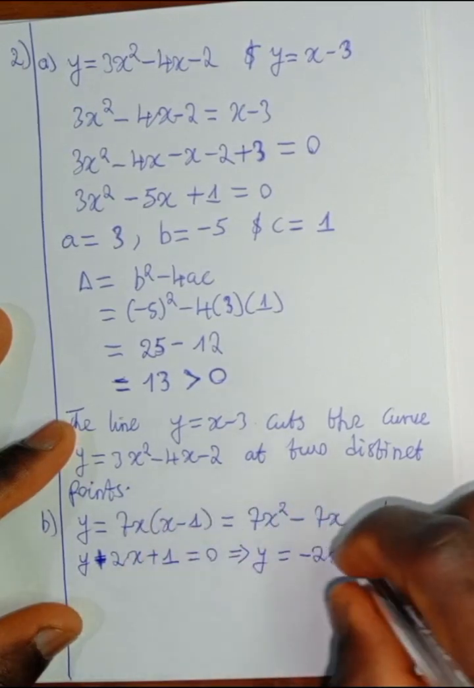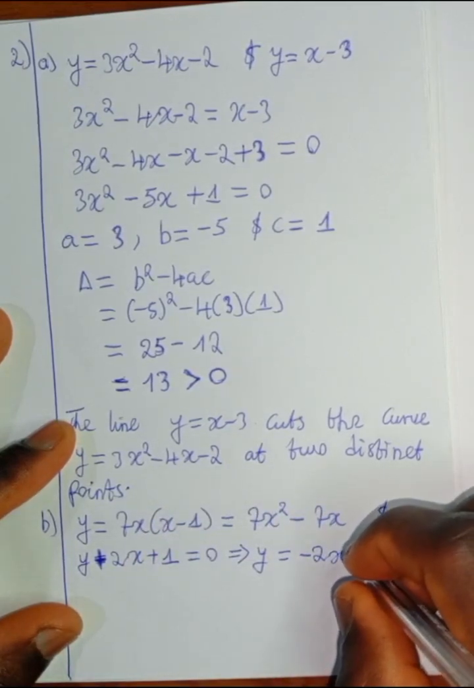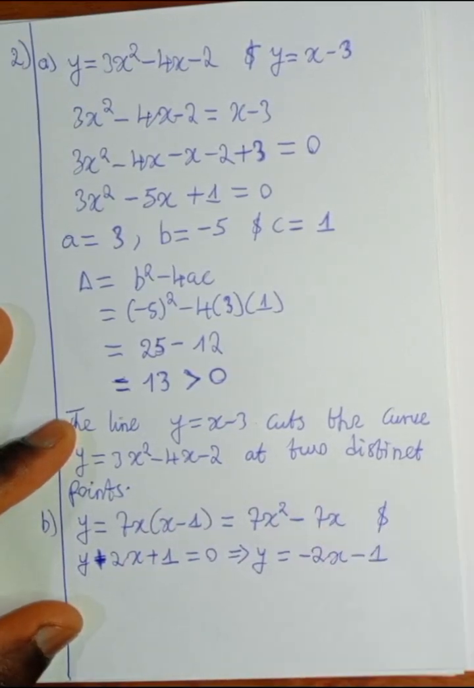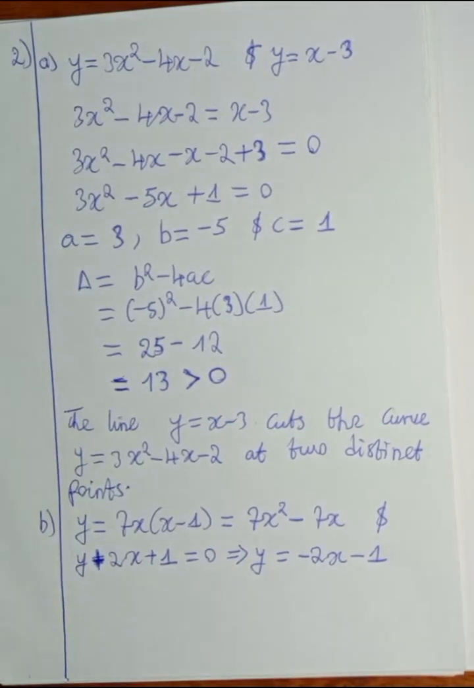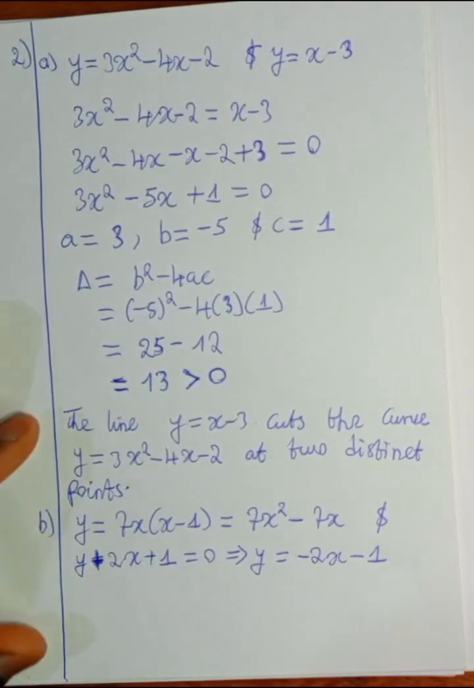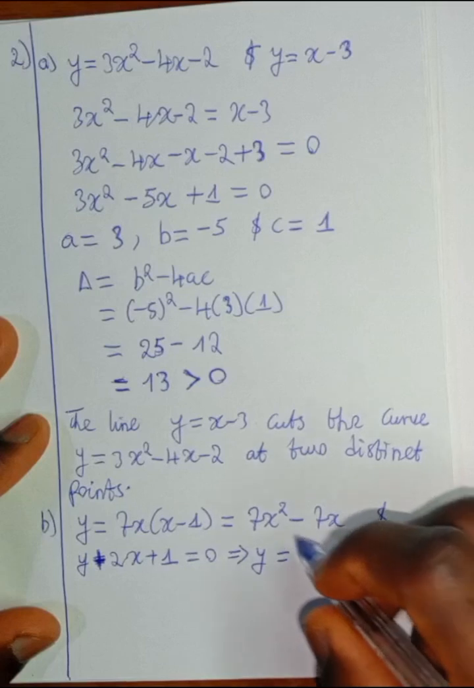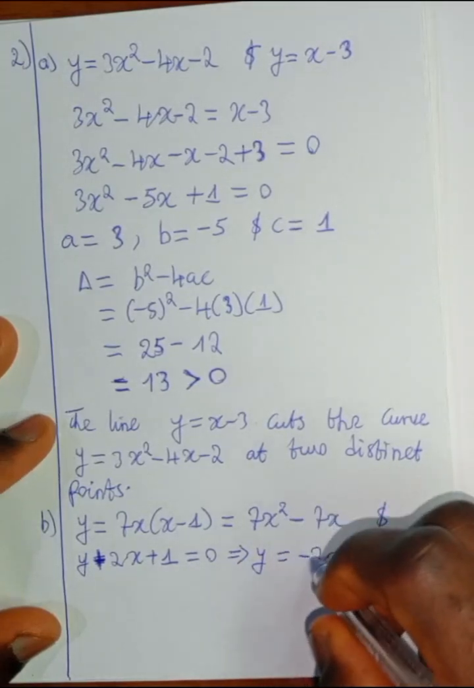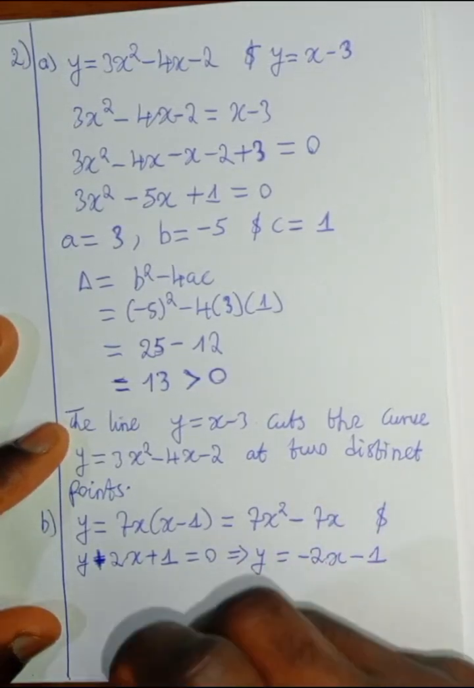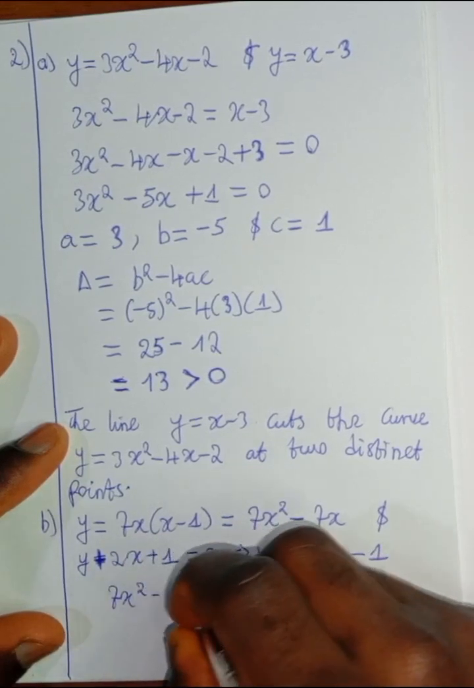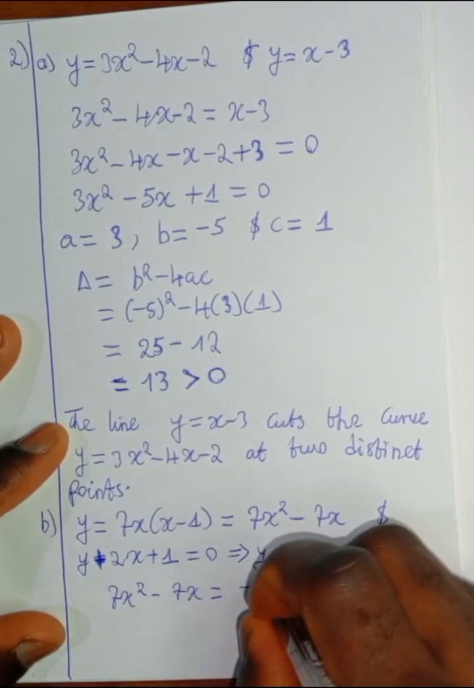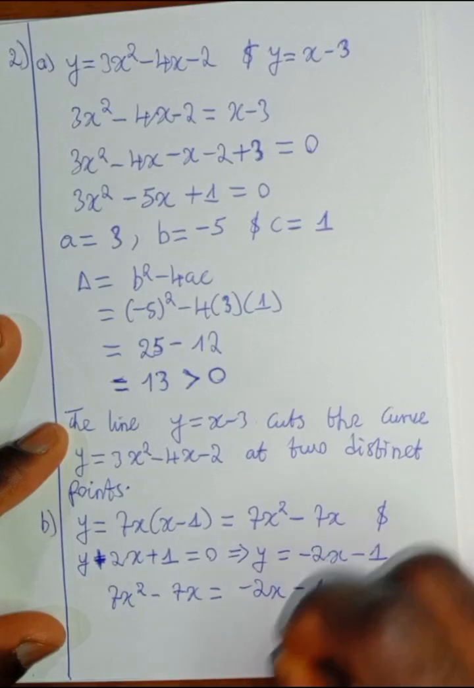We transfer 1 to the right hand side, it becomes negative 1. Next thing, we know at the point where the line and the curve meet, the equation of the line will always be equal to the equation of the curve. So if we equate these two equations, equate 7x squared minus 7x to negative 2x minus 1.